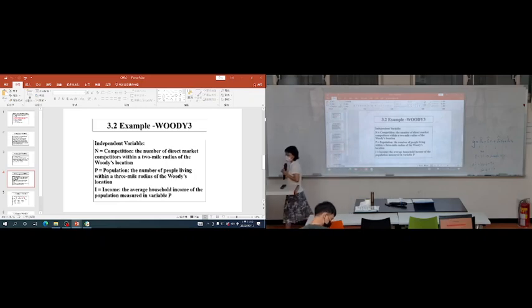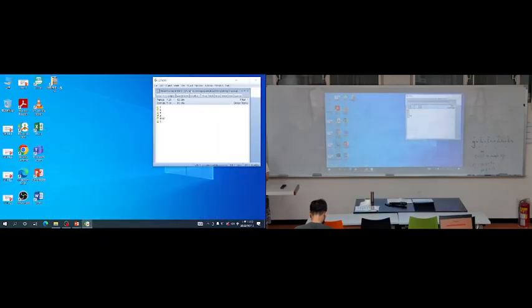All right, let's go back to our examples. We're saying that our expected sign for competition is negative, and for population and income is positive. Actually, we do have the real data set, so let's work with it. I already downloaded it in EViews, and let me try working with the result.